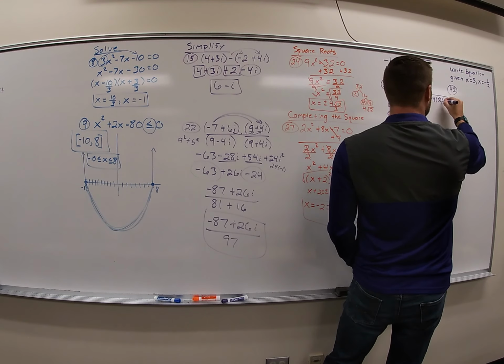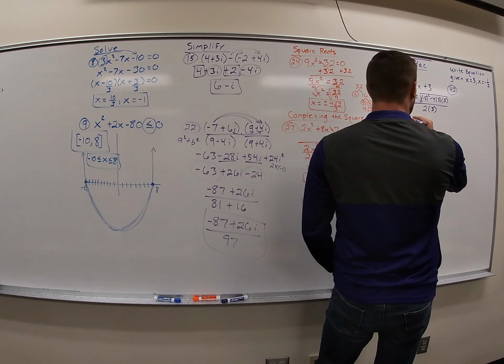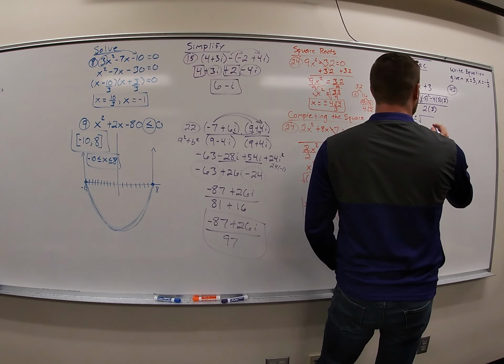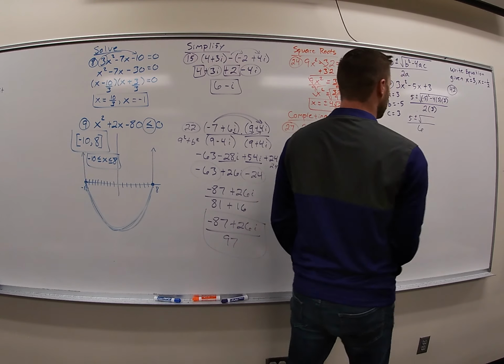So what we talked about as a good strategy is just simplify what's underneath that square root first. So we have 5 plus or minus the square root of something, and this is all over 6, 2 times 3.